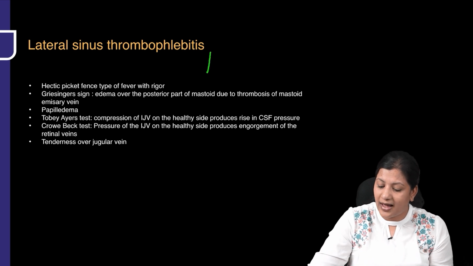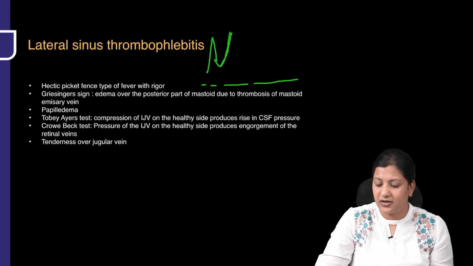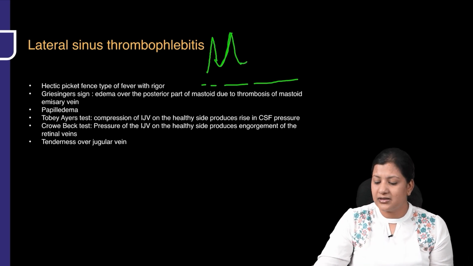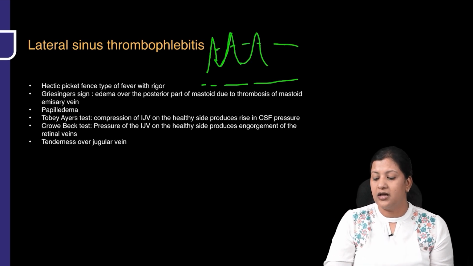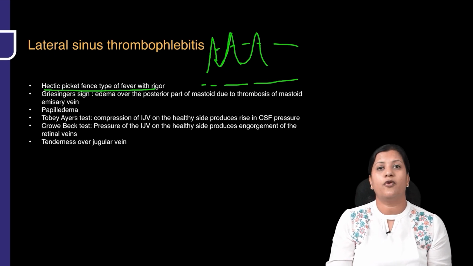The patient will have a spike of fever even before it touches the baseline. There is another spike of fever. So it's very hectic, occurring again and again, and it resembles the fence of a garden. So this type of fever we call hectic picket fence type of fever.